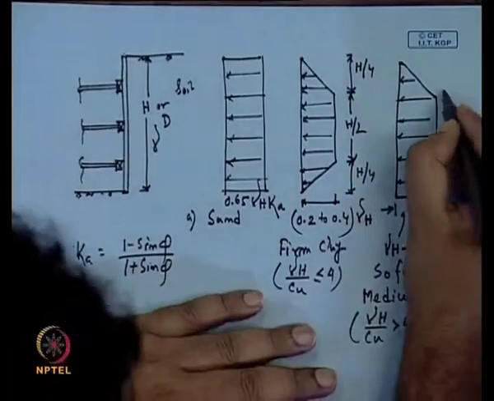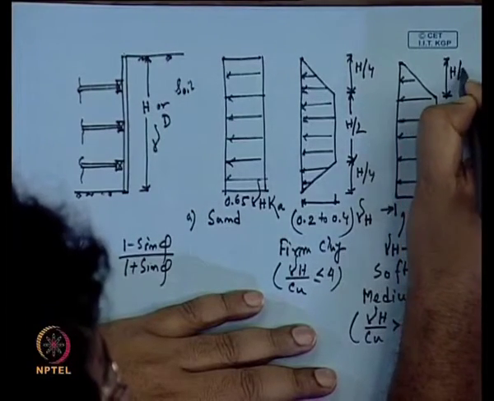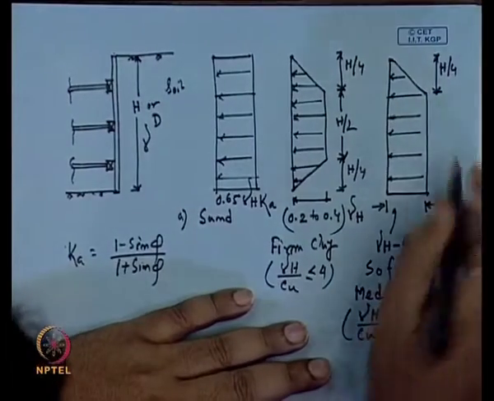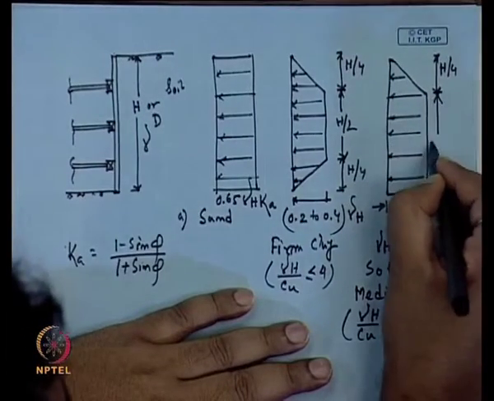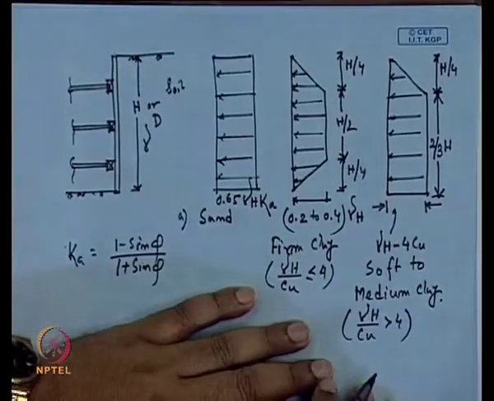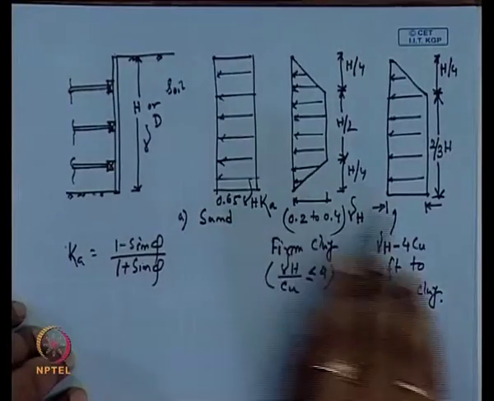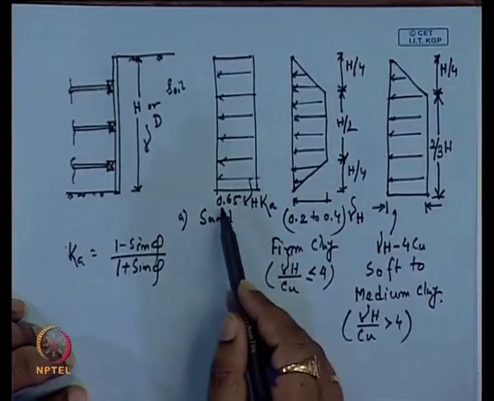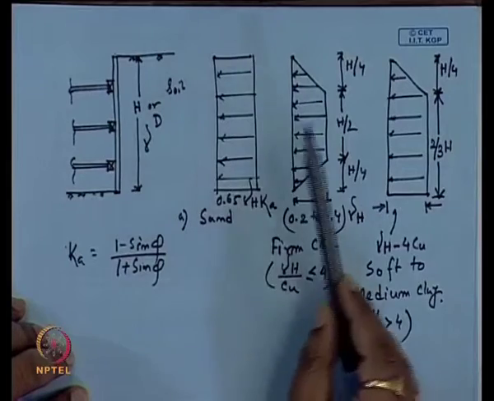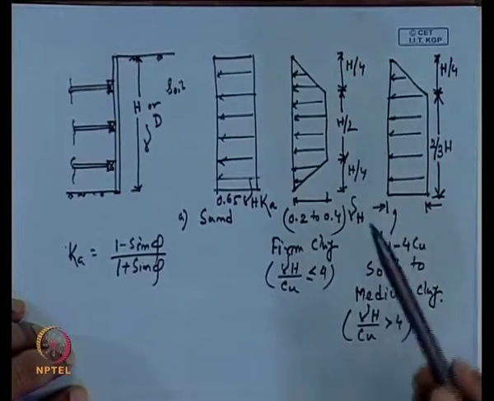So, this is another distribution, this is H by 4, and this value is 2/3 of H by 4. So, that means these are the three different distributions for the different types of soil. One is, this is if it is purely sandy soil, then this is for the firm clay, and this is for the soft to medium clay.